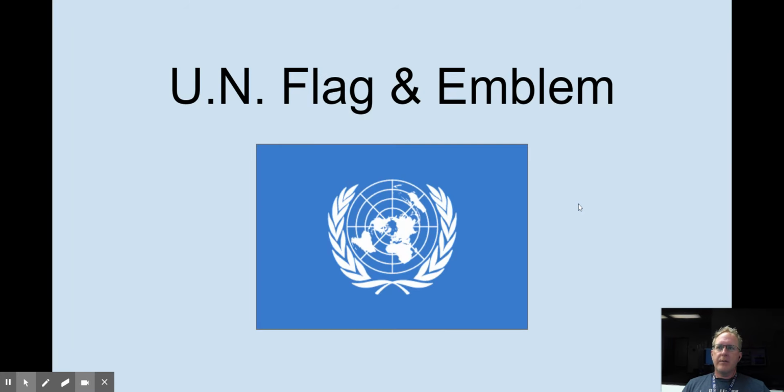Here's the flag, here's the emblem. You've probably seen them, maybe you haven't, but if you have, it looks pretty recognizable. So you've got the laurel around the outside, and then you've got a different projection of the world map. As you can see, there's Africa and Asia and North and South America.